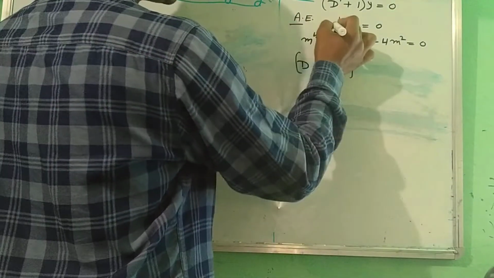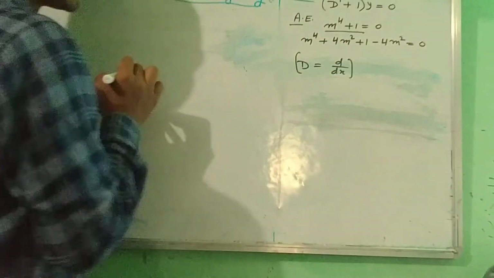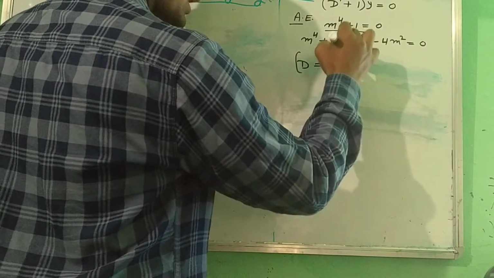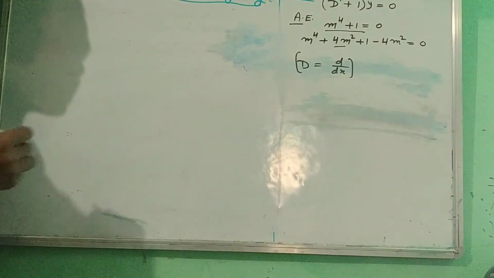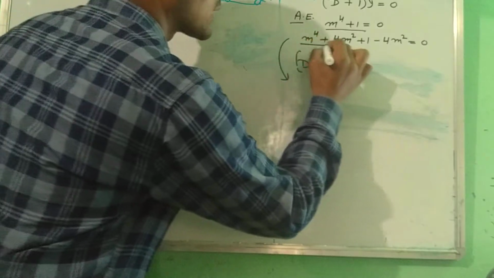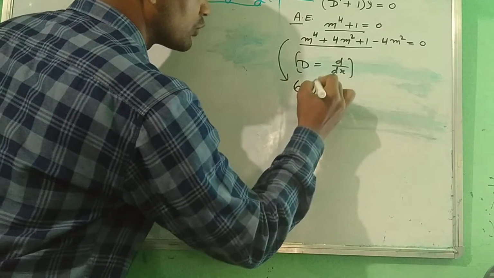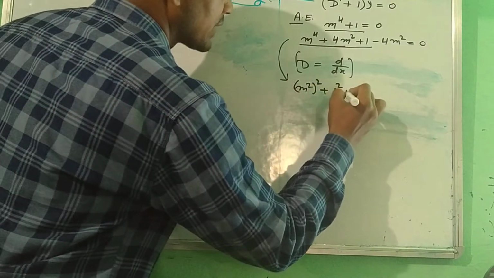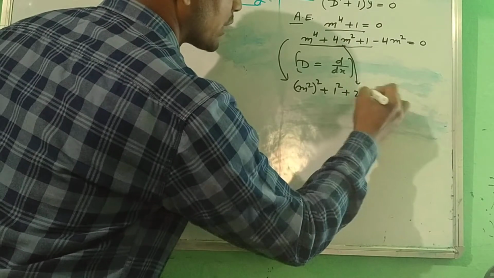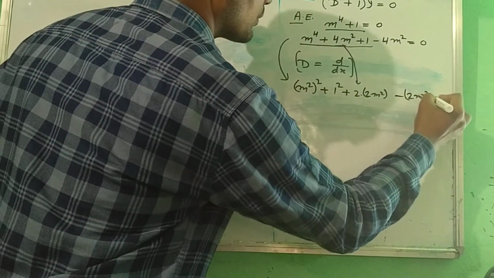The auxiliary equation of this is m^4 + 1 = 0. For solving this type of equation, first we add and subtract 4m^2. Now m^4 + 1 can be written as (m^2)^2 + 1^2, and we add and subtract 2m^2, so it equals 0.